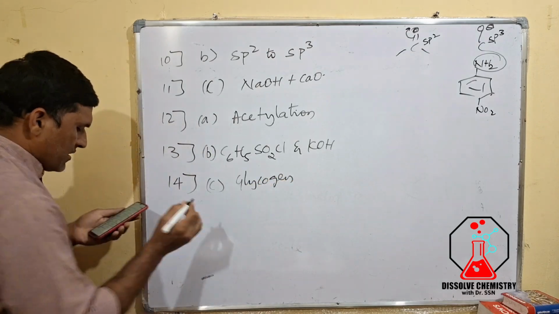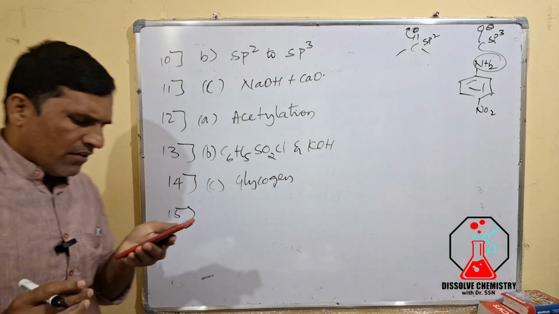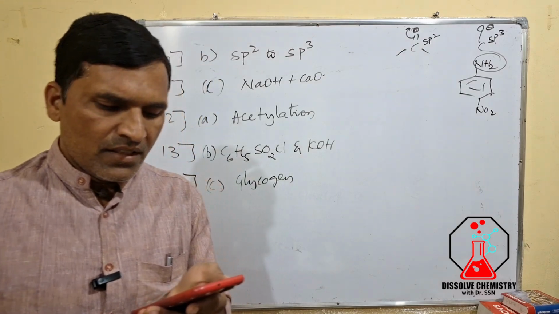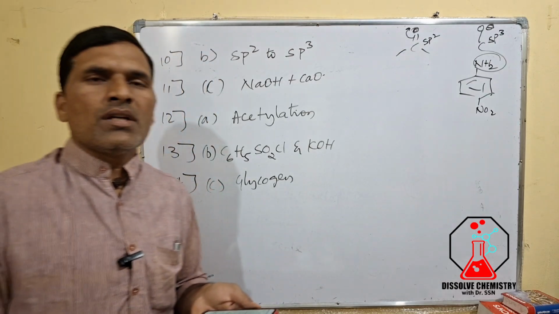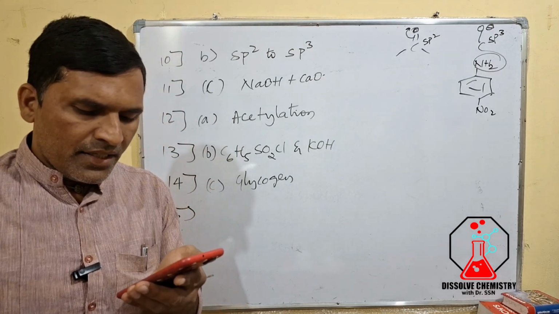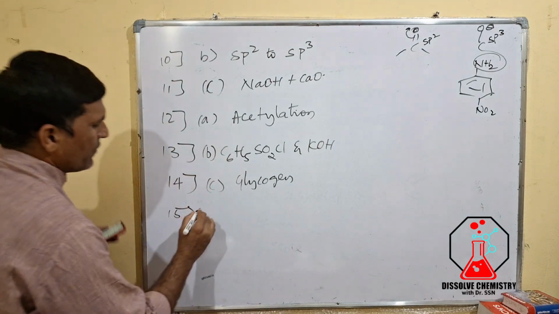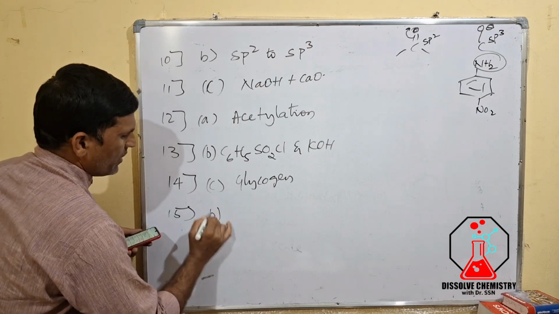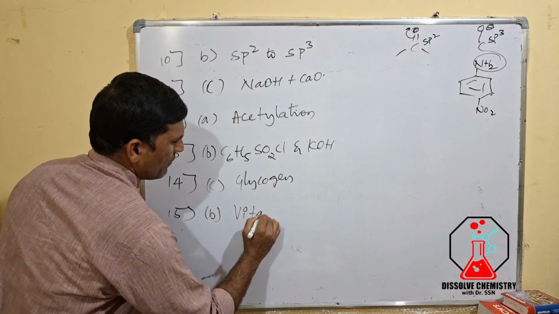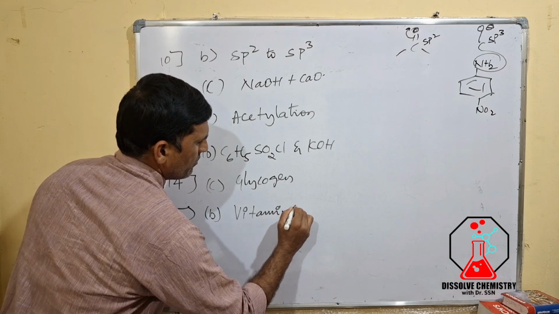Next, the last question we will take: which vitamin deficiency causes the disease called ciliasis? This disease is related to food digestion, and it is caused due to deficiency of vitamin B2. Option B, and your answer is vitamin B2.